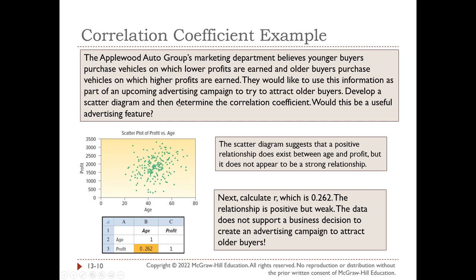So again, they have another example. The Applewood Auto Group marketing department believes younger buyers purchase vehicles on which lower profits are earned, and older buyers purchase vehicles on which higher profits are earned. They would like to use this information as part of an upcoming advertising campaign to try to attract older buyers because, of course, we want more profit. Develop a scatter diagram and then determine the correlation coefficient, which might be a useful advertising feature.